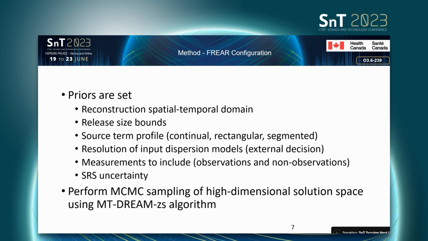And then we have to decide what our input dispersion model resolution is, which is kind of external to FREER. And what measurements do we want to include? Do we want to put them all in there? Or do we want to select some and be a bit choosy about what we put into the reconstruction? And then we have to put in an uncertainty term for the source receptor sensitivity, or we need a source of uncertainty in the atmospheric transport modeling. In this case, we had to use our own estimate of uncertainty in a deterministic way because we didn't have an ensemble. And so FREER then does Markov chain Monte Carlo sampling of the high dimensional solution space, and it's using an algorithm called MT-DREAM-ZS.